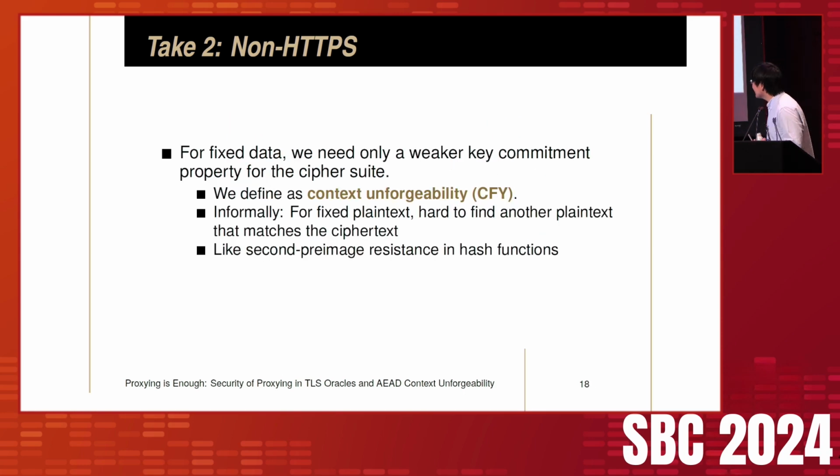Well, it turns out that for this kind of fixed data, we only need a weaker version of the key commitment property. We can refine this as being context unforgeable. Informally, for some fixed plaintext, it's hard to find another plaintext that matches the same ciphertext. You can see where the fixed data comes from, right? We already fixed some plaintext beforehand. I would liken it to second pre-image resistance in hash functions, in that we have some value, and we're trying to find another value that hashes to the same thing.